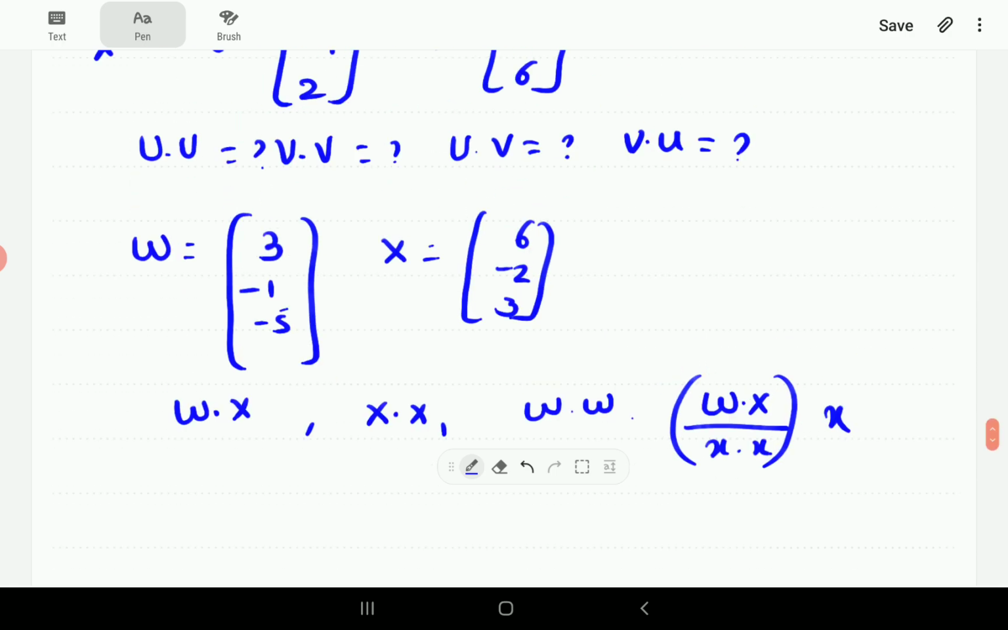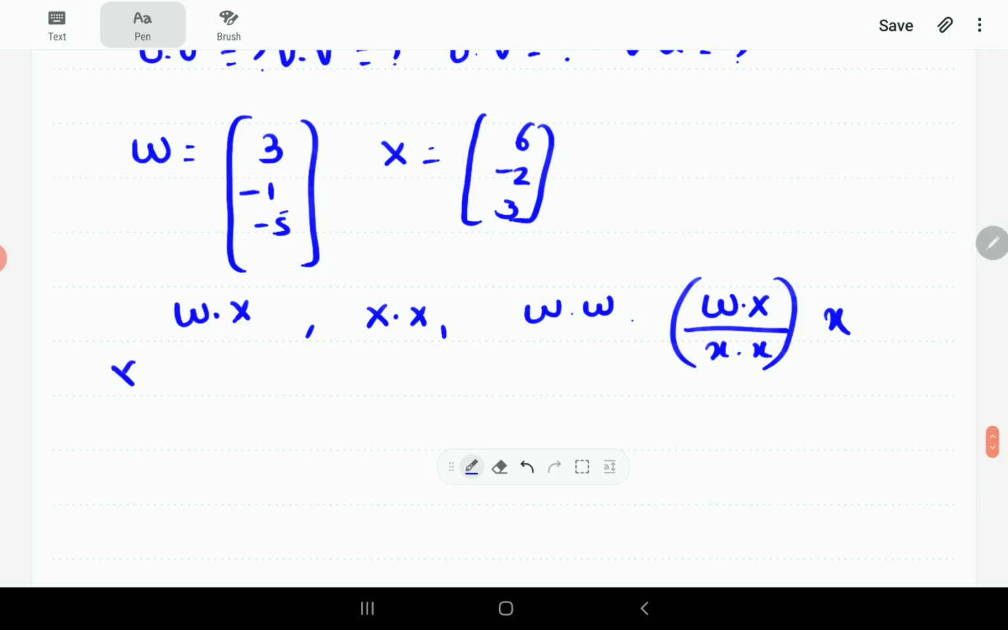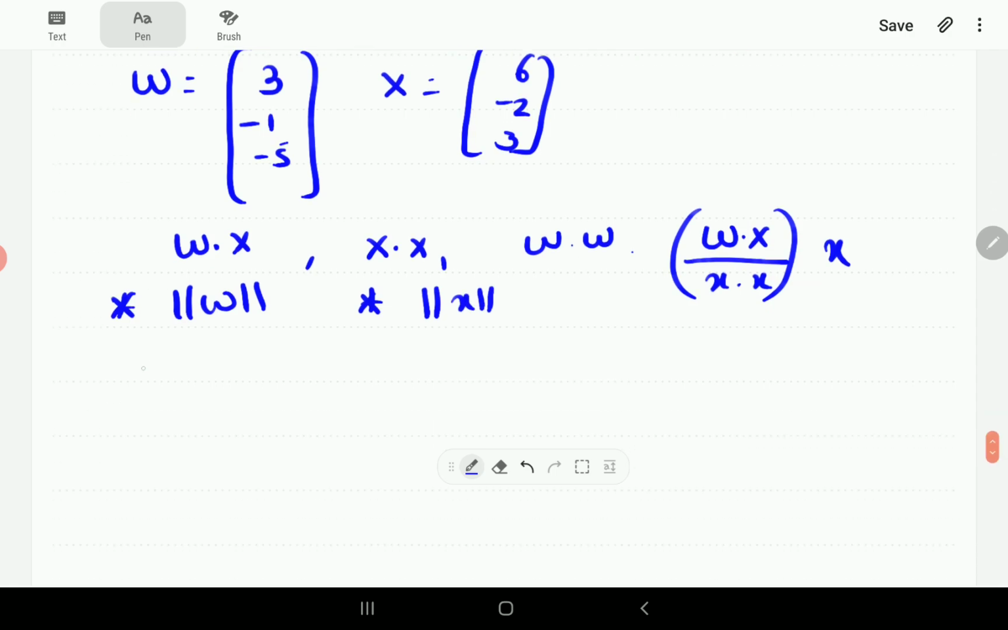These are the questions I'm giving you to practice some of the inner products. You can also find the norm of w, the norm of x, and also the distance between w and x. These are some of the entities I'm giving you to practice.